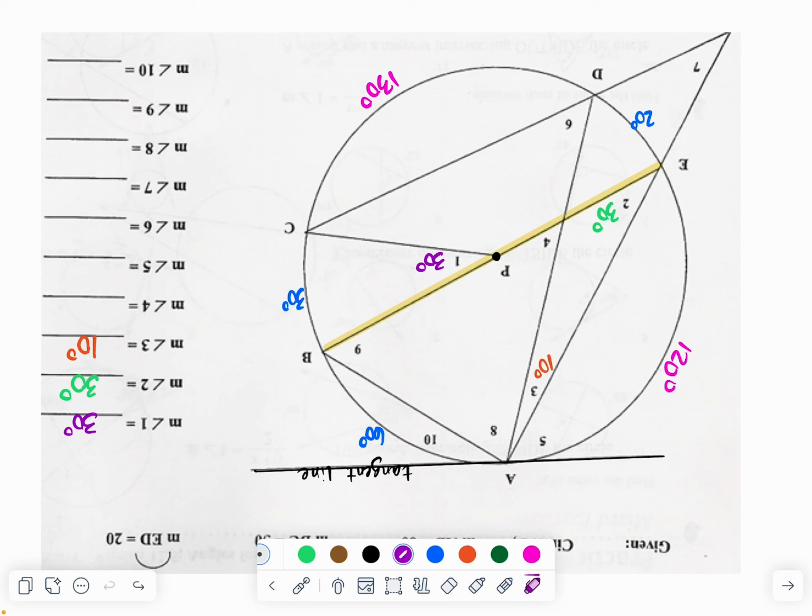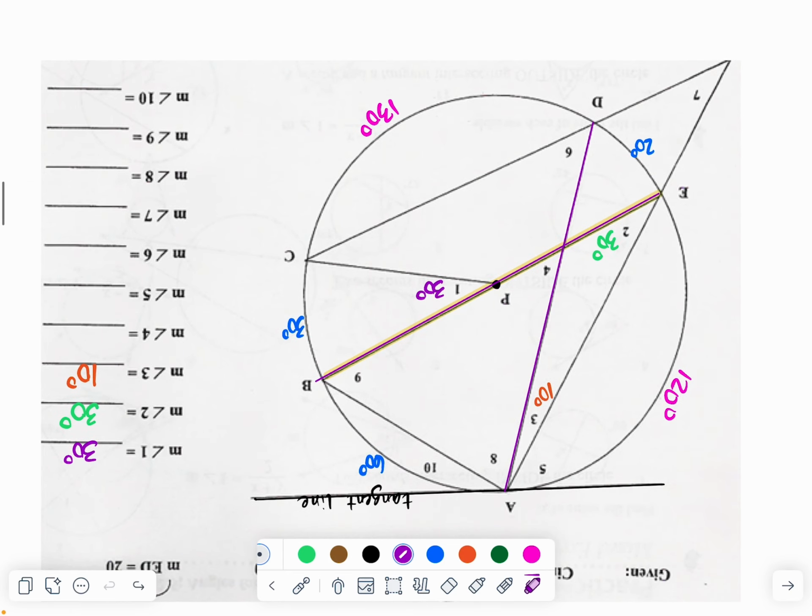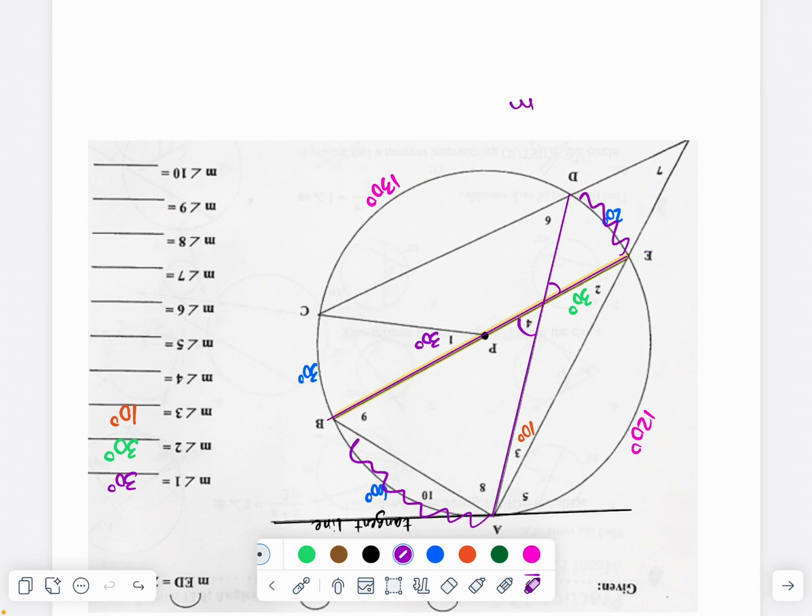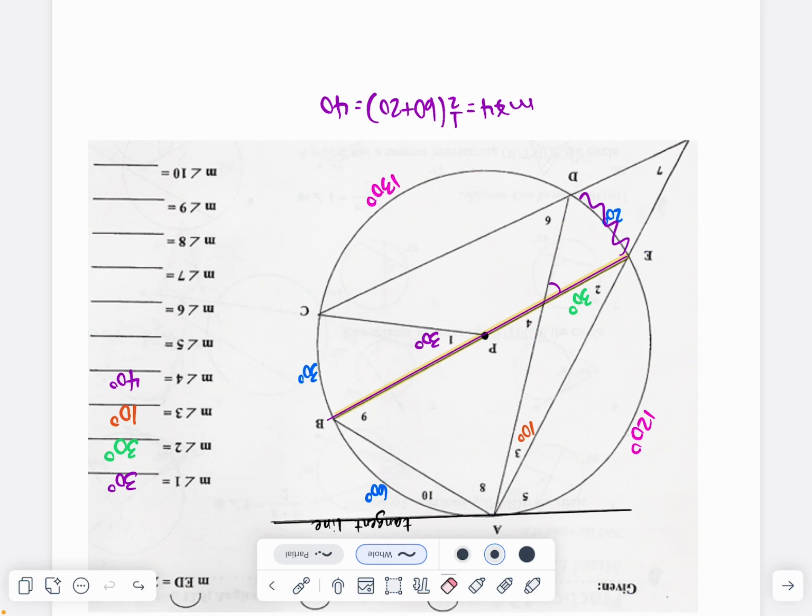There we go. Angle 4. Where are you, angle 4? Oh, angle 4. It is an inside angle being created by two chords. So it and its vertical angle across the way, we know their measure is the average, or half the sum, of their two intercepted arcs, which we happen to know. So I'm just going to write that down here. The measure of angle 4 is half of 60 plus 20. And that's half of 80, which is 40. So angle 4 is 40 degrees.